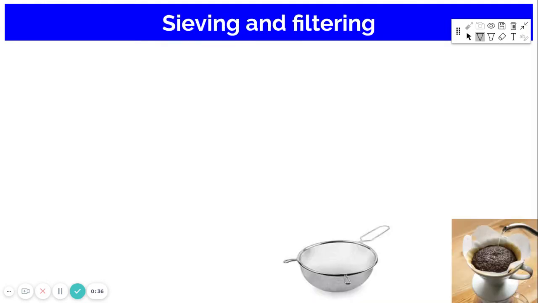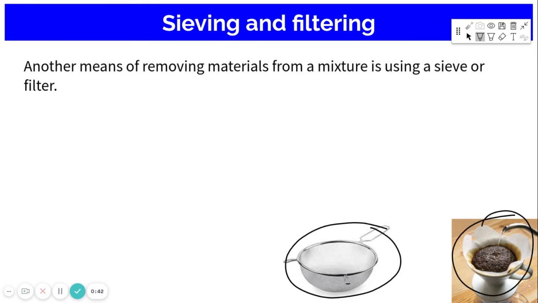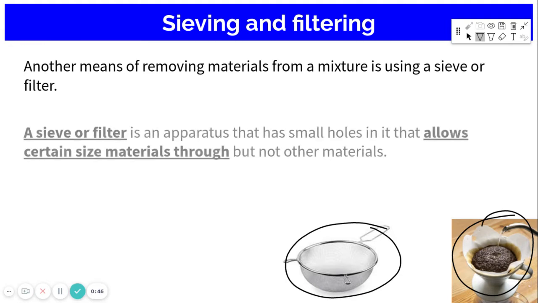So let's begin. This is an example of filtering, and this is an example of a sieve. Another means of removing materials from a mixture is using a sieve or a filter. A sieve or a filter is an apparatus. Another word for that is a tool. So a sieve or a filter is a tool that has small holes in it that allow certain size materials through, but not other materials.